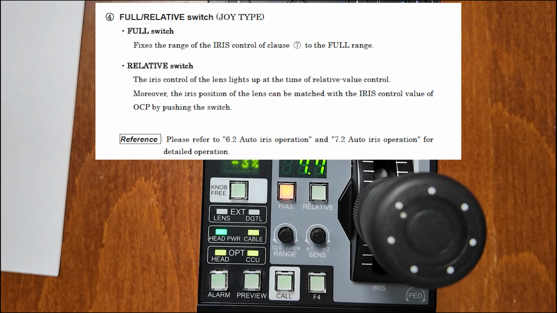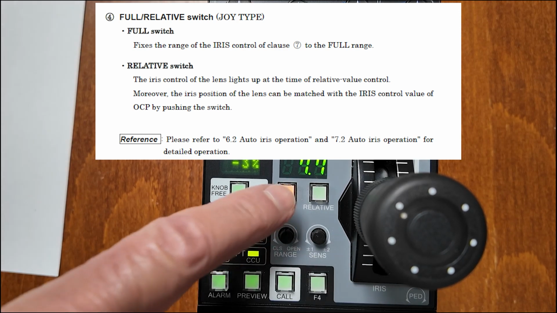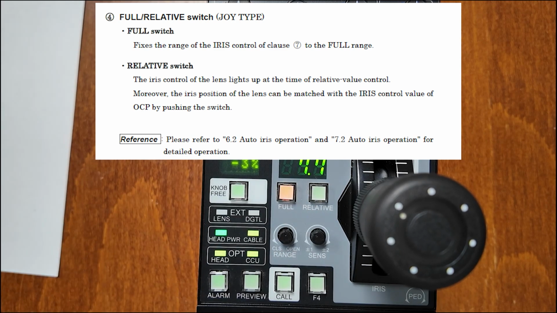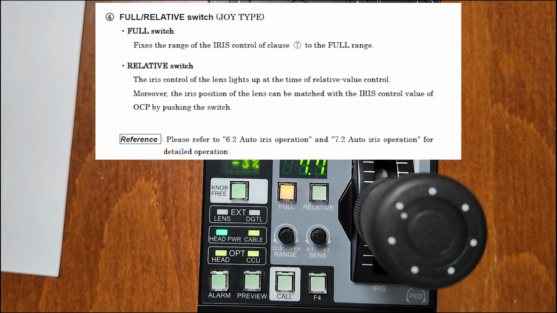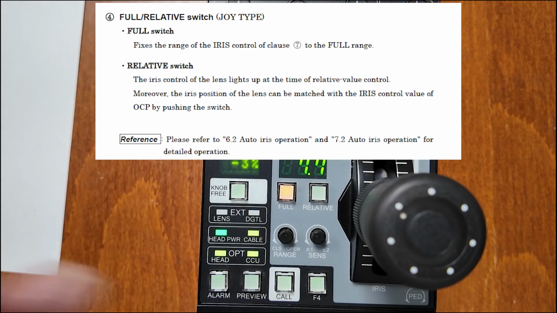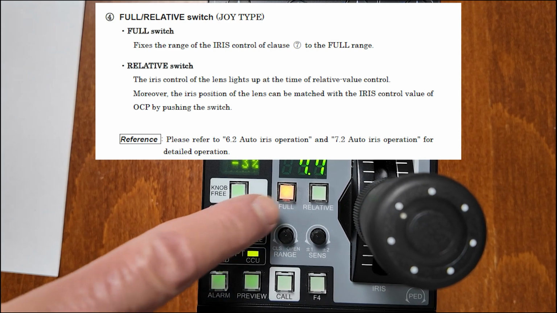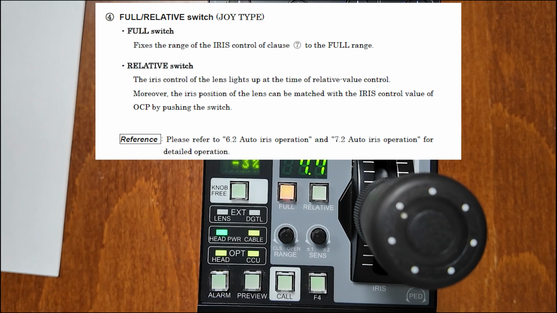If we're in network configuration, there is the possibility that another panel in a different location, maybe an MCP, maybe just a duplicate OCP assigned to the same camera, might be adjusting the iris, and the joystick position may not match the physical position of the iris of the lens. That being the case, the full light and the relative light will blink, and to re-achieve full and calibrated range between the physical joystick and the physical iris, I will push the full button.